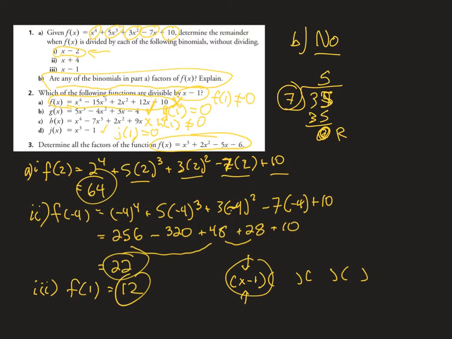Determine all the factors of this function. Well, let's find out what value of x gives us 0 first of all. Let's try 1. 1, 2, 3. Nope, that's not going to do. I'm going to try all the factors of negative 6 that are obvious, so like maybe negative 2, negative 3, positive 2, positive 3, 1, negative 1, stuff like that. Let me try 2. 2, 4, 8 plus 2, 4, 8. That's 16 minus 10. Yep, that works. So f of 2 equals 0.